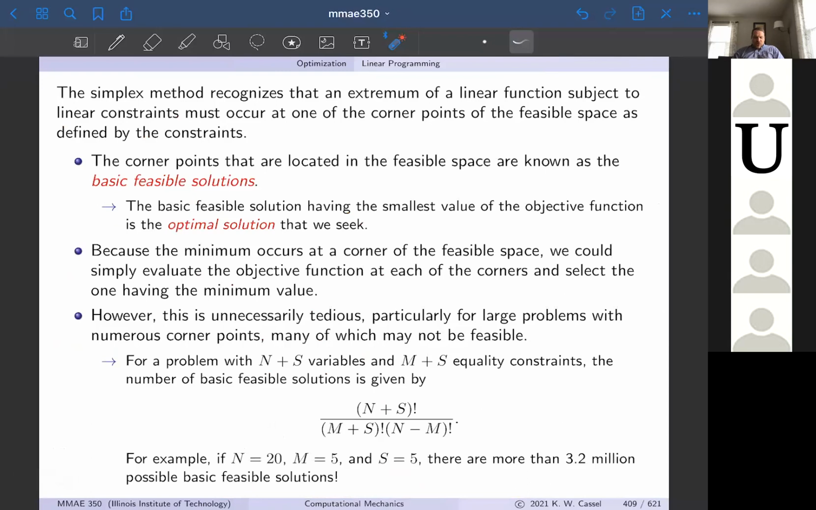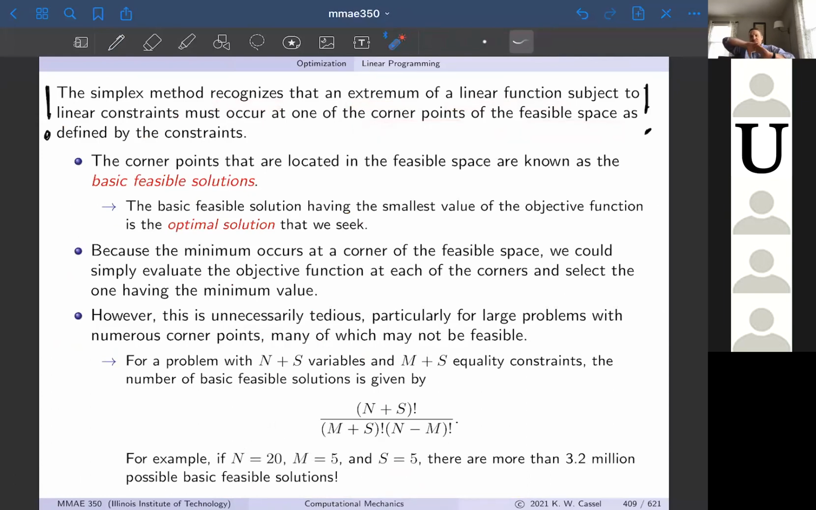And this is the whole key. Let me put exclamation points all over the place here. This is the whole key. And I've been mentioning this. I've been doing my little hand motions for this, but this is the whole key to the simplex method. And that is that it recognizes that an extremum, in other words, the optimal solution that we're looking for of a linear function, has to occur at the corner points of the feasible space.